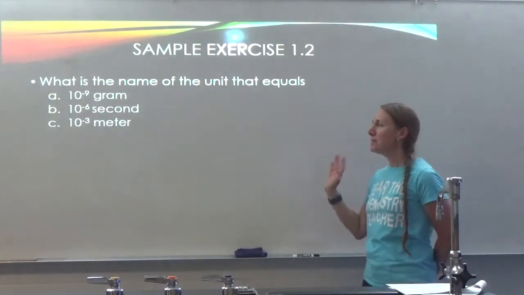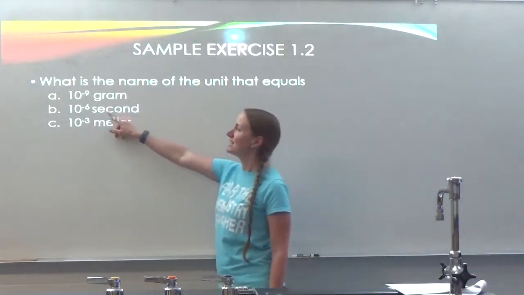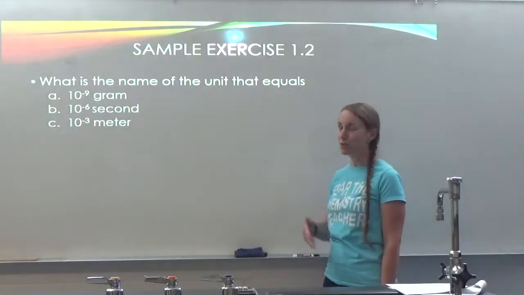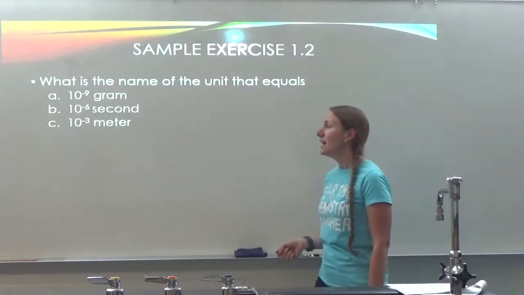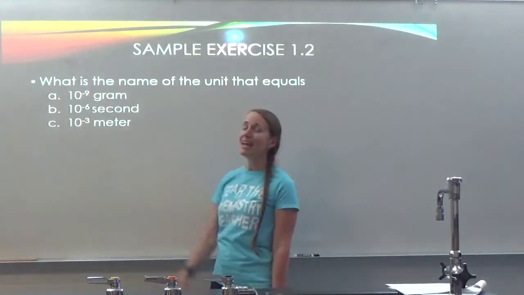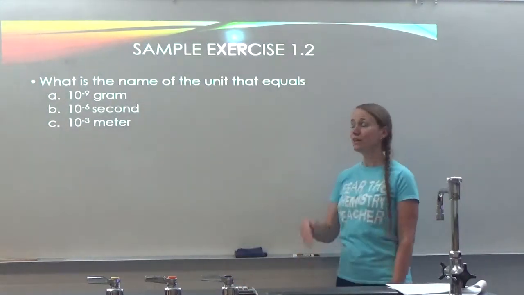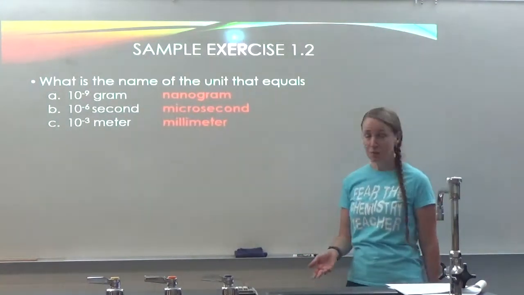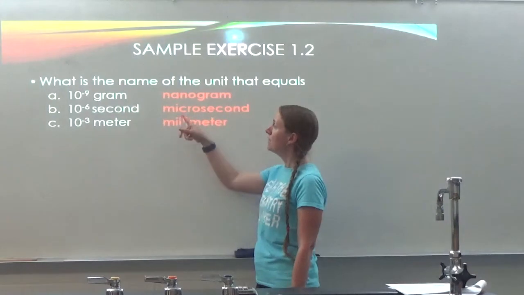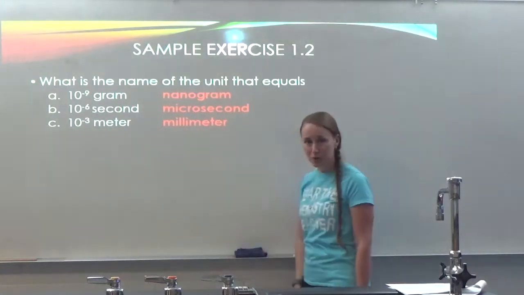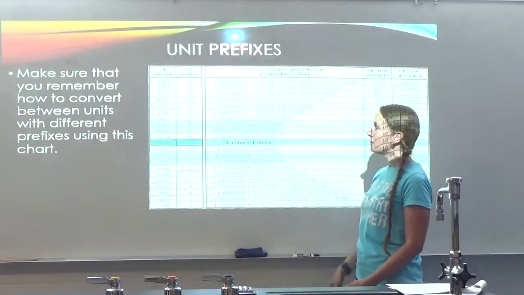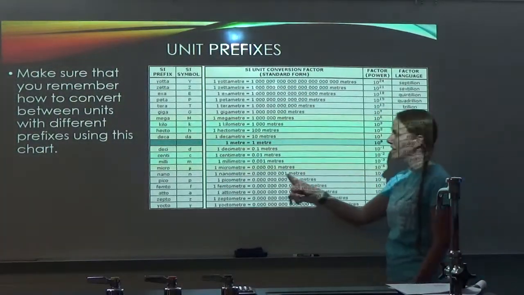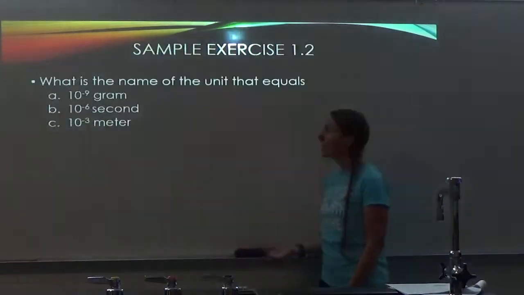All right, so part B is 10 to the negative 6 seconds. If you look, 10 to the negative 6 is micro, so it will be microsecond. And then part C is 10 to the negative 3 meters. Well, if you look, 10 to the negative 3 is milli, so it would be millimeter. So we have nanogram, microsecond, millimeter. And again, that all comes from right here. You can see 10 to the negative 9 is nano, so that's where I got nanogram.